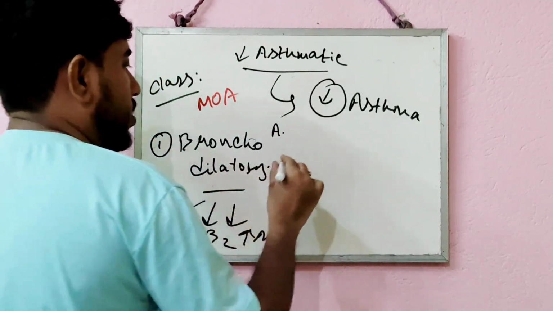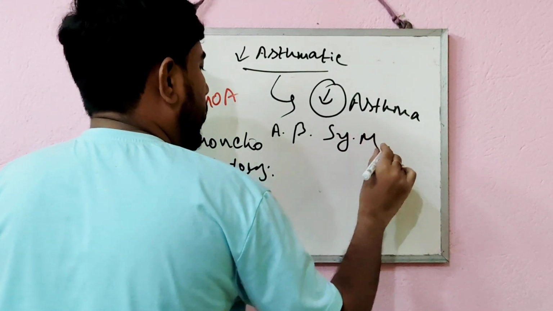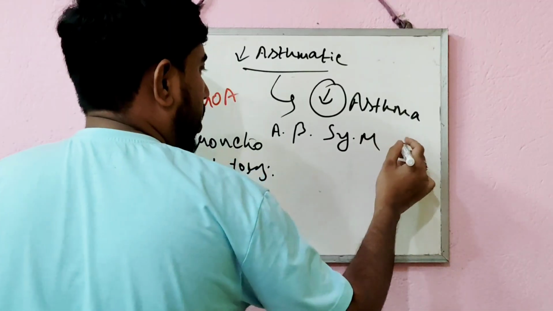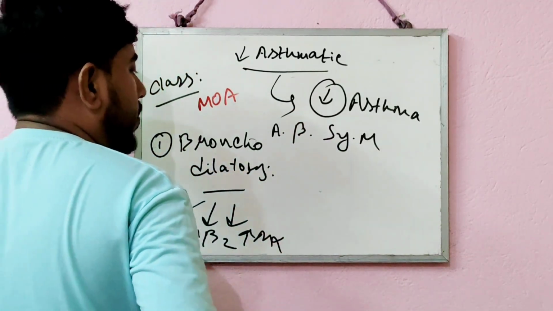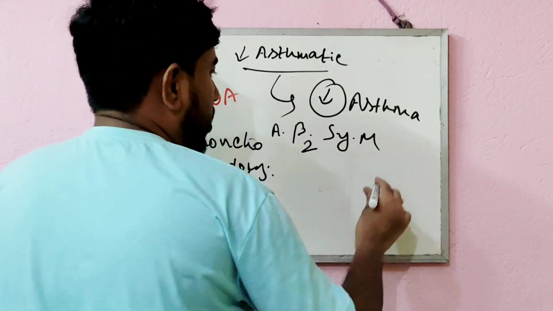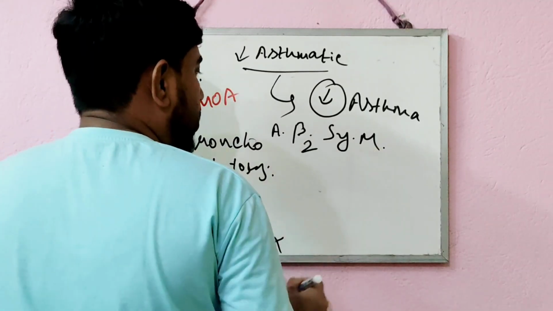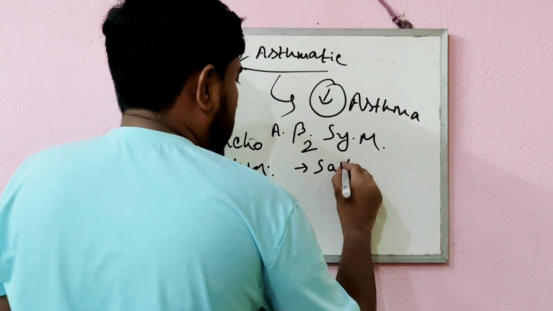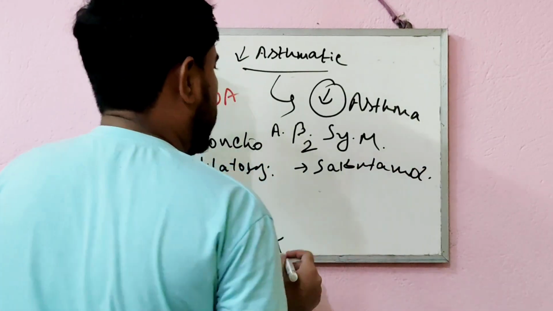The first one is beta 2 sympathomimetic. Before this you have studied sympathomimetics, where I discussed two types of receptors, beta 1 and beta 2. In the treatment of asthma, beta 2 sympathomimetic drugs are mostly used as anti-asthmatic drugs. What are the examples of beta 2 sympathomimetic drugs? Salbutamol and terbutaline, but salbutamol is mostly used.